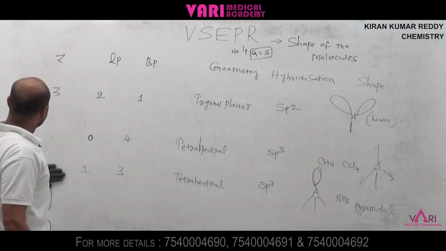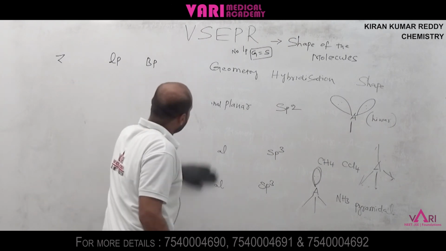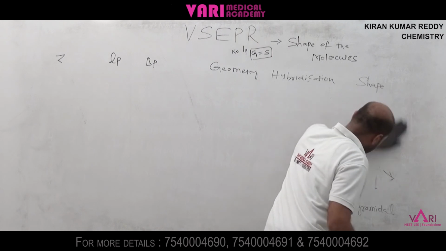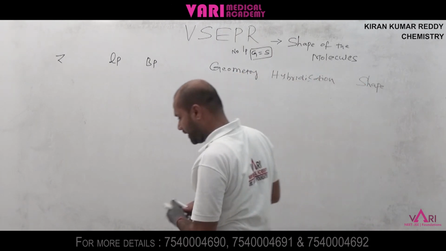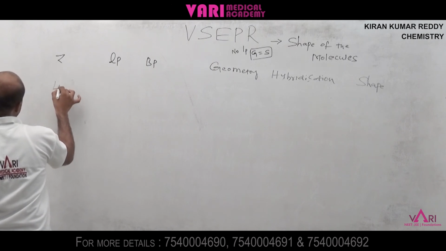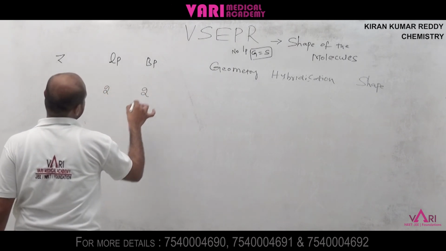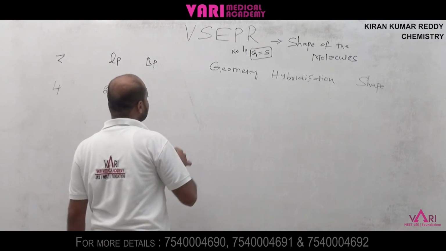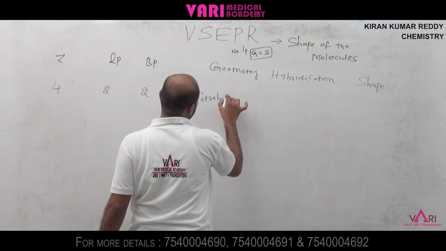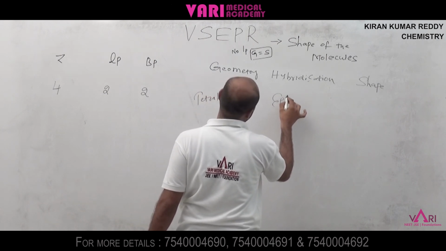Next one is Z is equal to 4. How many bond pairs, lone pairs? One by one we can discuss. This VSEPR theory is very important for NEET. Z is equal to 4 means sp3 hybridization, already known. 2 lone pairs are present, 2 bond pairs are present. The geometry is tetrahedral, and hybridization is sp3 hybridization.